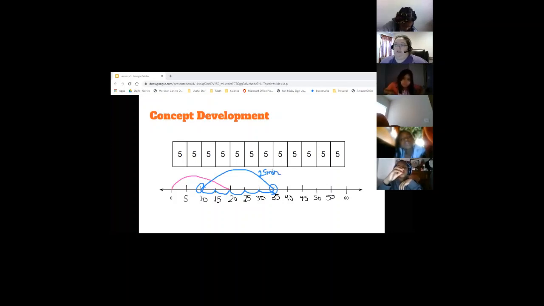The time between 0 and 45 is 45 minutes, right? But what about the time between 15 and 40? Well, let's skip count it, right? 5, 10, 15, 20, 25. So that's also 25 minutes, right?